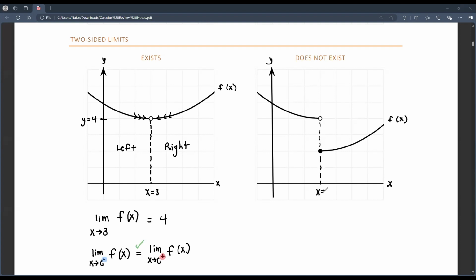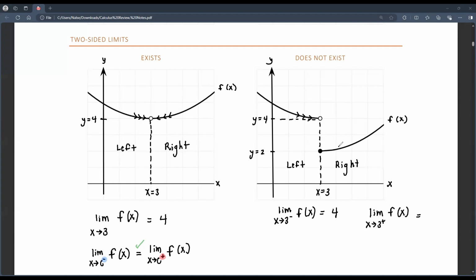And what happens in our next case, when the left-hand and right-hand limits have different values? Here, we see that the left-hand limit as x nears 3 is not the same as the right-hand limit. The left-hand limit is equal to 4, yet the right-hand limit is not. Instead, it goes to a value of 2. Since the left and right-hand limits are not equal to each other, we should say that the limit overall does not exist. We can use the acronym DNE whenever the limit fails to exist.